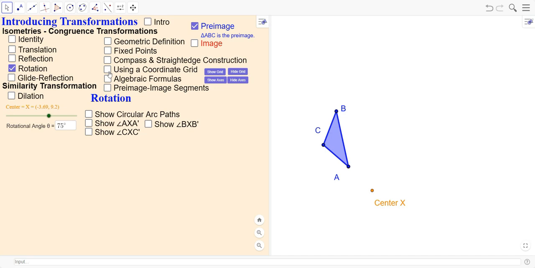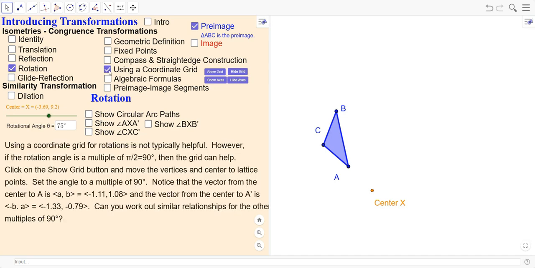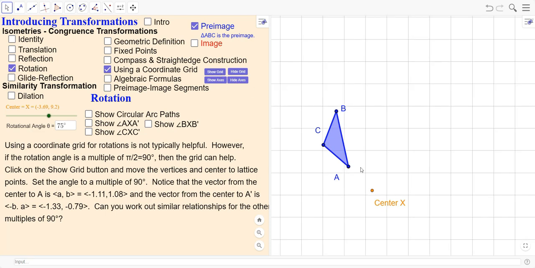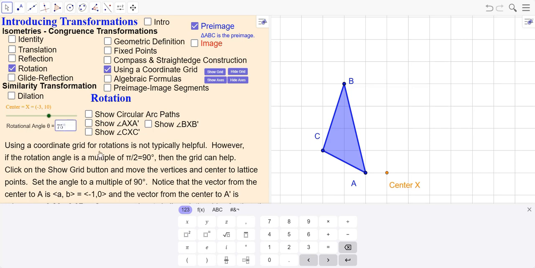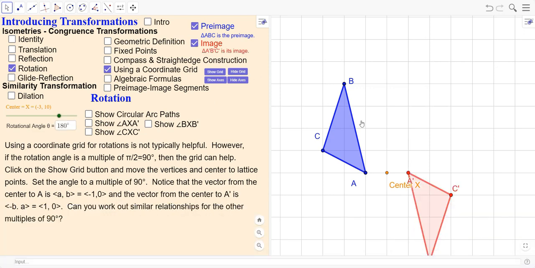Doing rotations with a coordinate grid is not usually extremely helpful. It's a little more complicated to see what's going on here with the rotation, but some rotations are easier. If that rotation is 180 degrees, then that's easier to see. What happens here is just going to be on the other side from that.